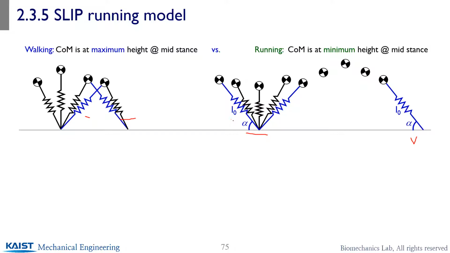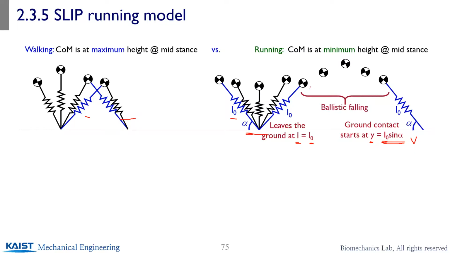So if we assume that there are predefined stance configurations with the leg length and the touchdown angle alpha, the ground contact starts at y at a certain position with the predefined touchdown leg configuration, and then it stays on the ground until the stance leg has been totally straightened up. When the leg length reaches its natural length L0, the aerial phase starts. So it's a simple ballistic falling. That's what we have learned in basic physics courses in high school or middle school.